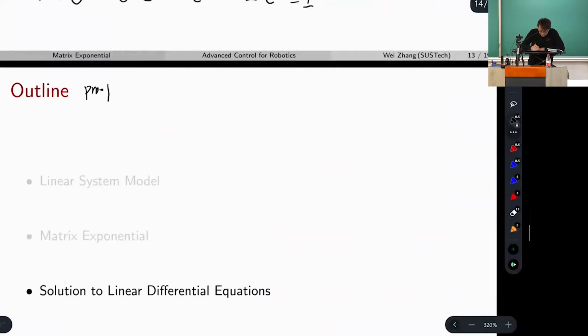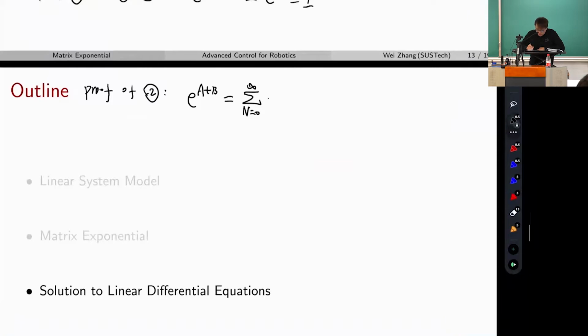The proof of 2. Everything should be provable, okay? Let's say e to the A plus B, and we know A times B equals B times A. This equals the summation, let's say, n from 0 to infinity. Let's use n as the dummy variable for the summation, 1 over n factorial, A plus B raised to the power n, right?